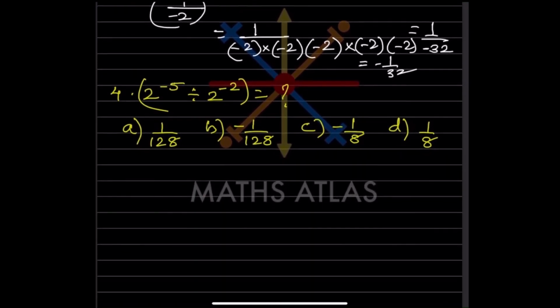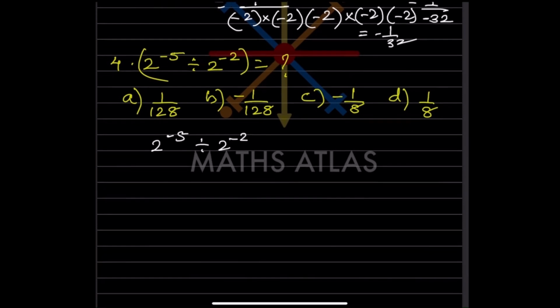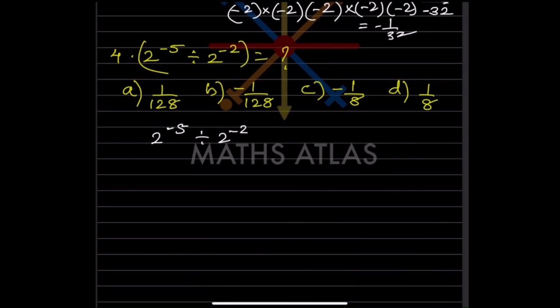Now let us write this one, 2 raised to minus 5 divided by 2 raised to minus 2. So now what are you going to do for this one? 2 raised to minus 5 means you can write here 1 by 2 raised to 5, divided by, because both are the negative exponents, 2 raised to 2. So 2 raised to 5 means you are going to multiply 2 5 times, that is going to be 32. You can multiply and see. And 2 raised to 2 is going to be 4.